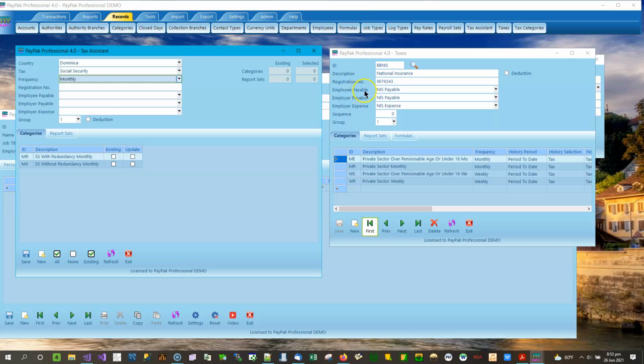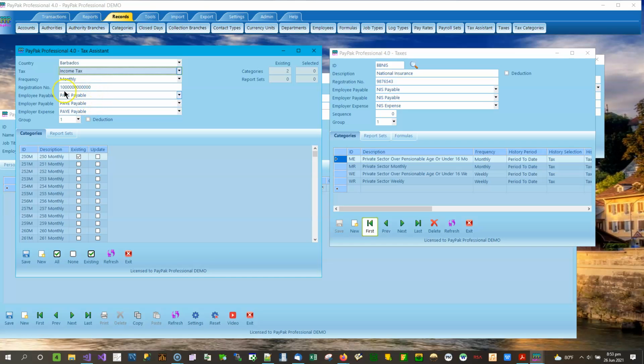So the employee payable account and the employer payable account, these would normally be the payable account for NIS, or in the case of, let's say it was income tax, let's see if we have one here for Barbados. We may have a recording there already. Income tax. Right, good. So in the case of the PAYE, it's the PAYE payable. These two accounts here. In the case of national insurance, these two accounts, NIS payable.